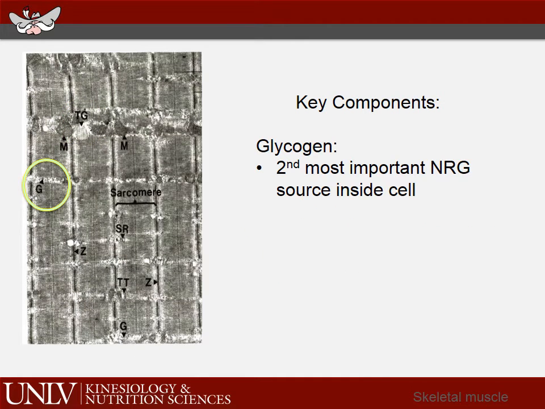So the final key component we're going to talk about within the skeletal muscle is glycogen. Glycogen is the storage form, both in the skeletal muscle and in the liver, of ingested carbohydrates. It's the second most important energy source inside the cell after the triglycerides. So this is very important, again, but there's a very limited storage capacity of glycogen, and truly kind of an unlimited concept of the triglycerides. So that's why we focus more on triglycerides.